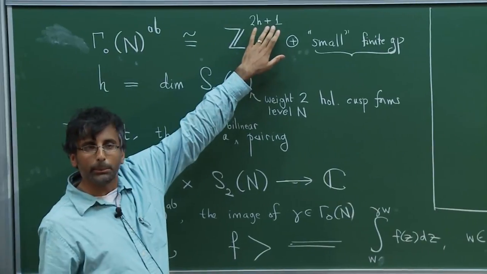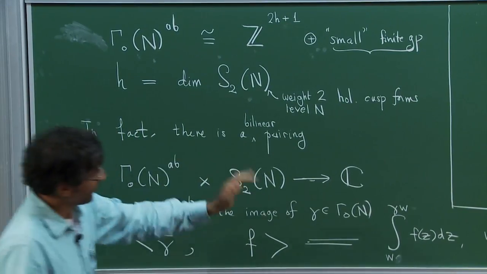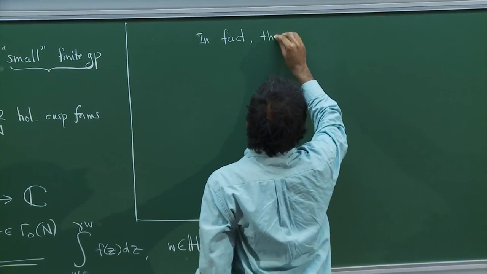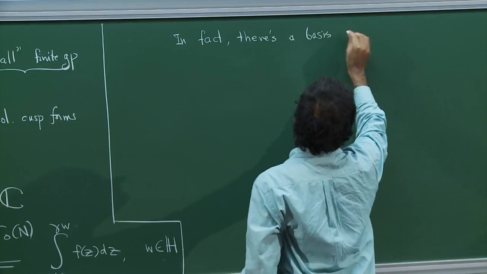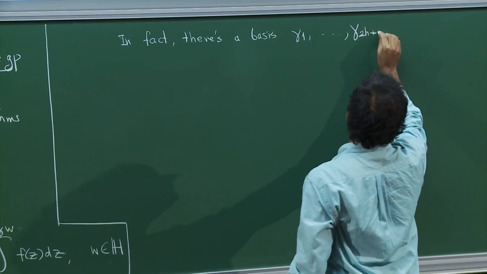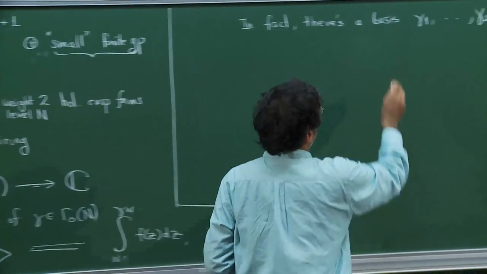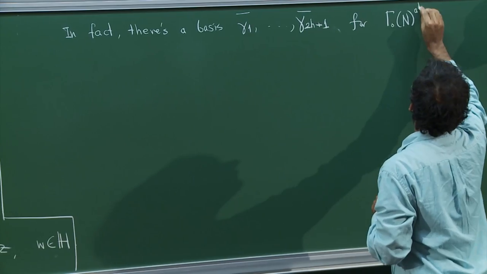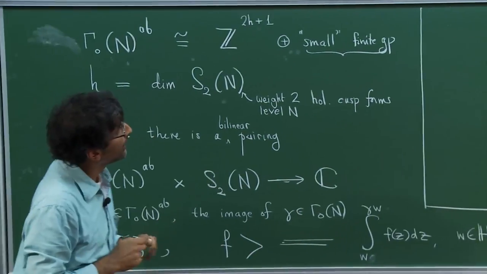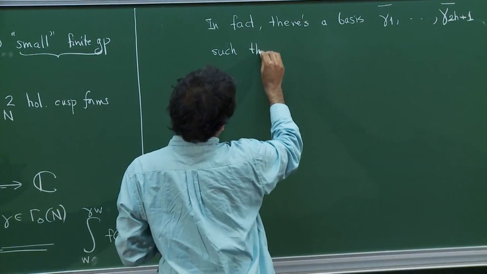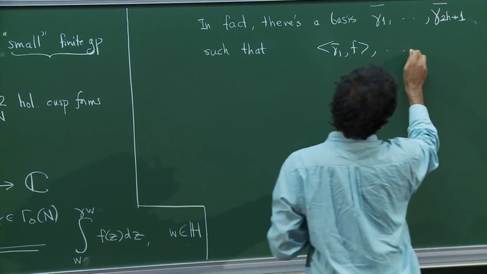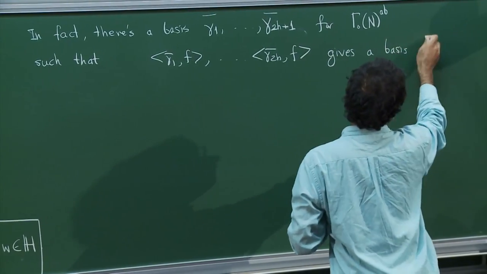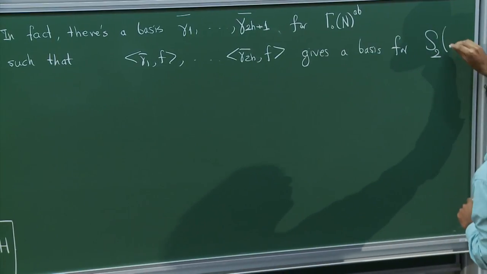And in fact, except for this annoying plus 1, this is actually a perfect pairing. So that means we can take a basis, let's say gamma 1 up to gamma, I'm just going to write this very explicitly. There's a basis for this, let me put the bars, such that the functionals you get from them, or at least the first 2H of them, give a basis for the dual to the space of cusp forms.